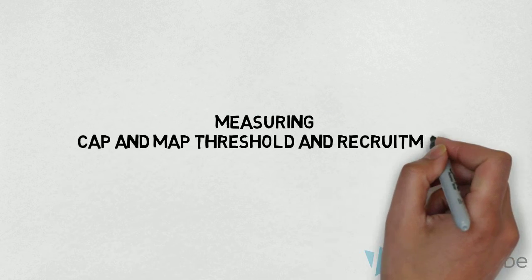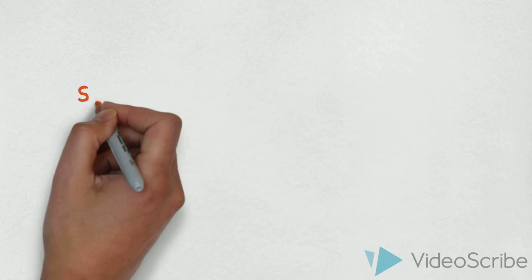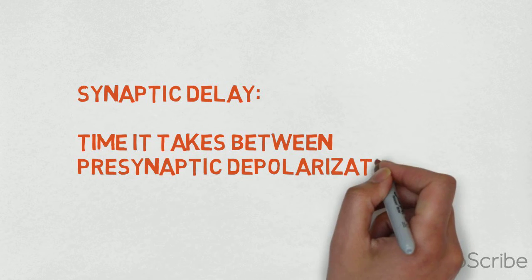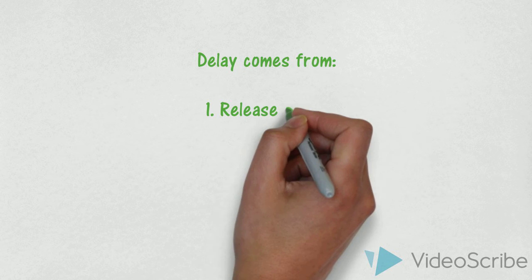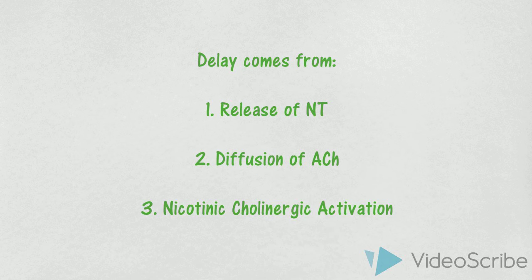In our experiment, we'll be measuring CAP and MAP recruitment and synaptic delay. Synaptic delay is the time it takes between presynaptic depolarization and postsynaptic depolarization. The delay comes from the individual steps that happen in the synapse: release of neurotransmitters, diffusion of acetylcholine, and nicotinic cholinergic activation.